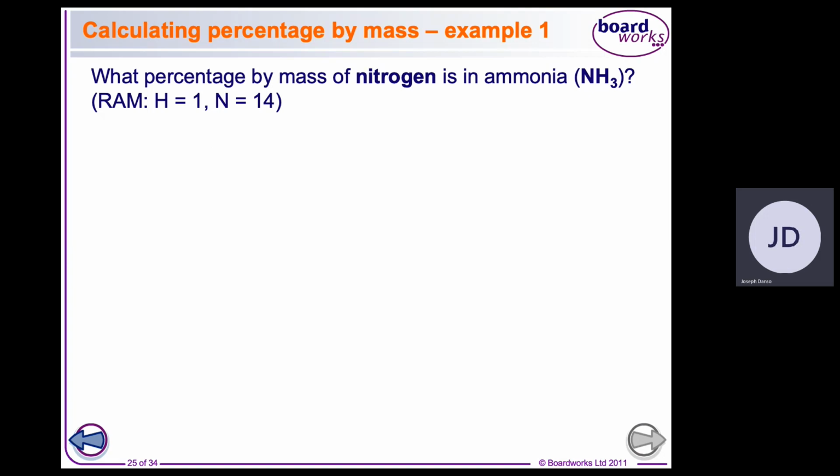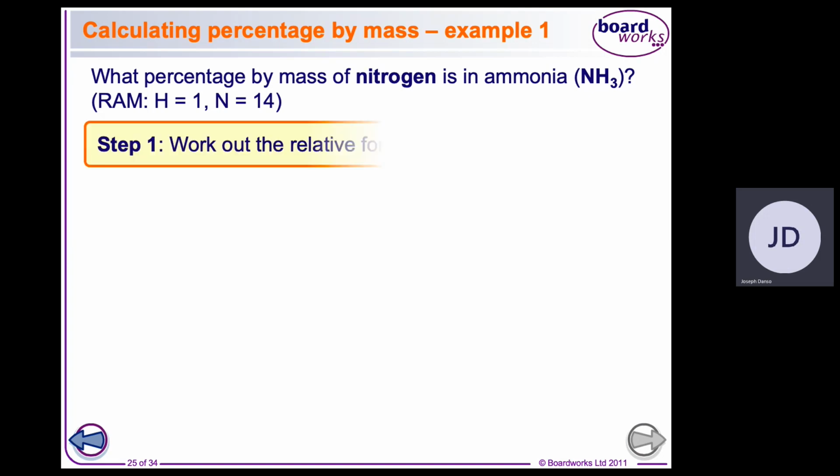So let's have a look at this example here. What percentage by mass of nitrogen is in ammonia? Now, you will always be given the RAM, the relative atomic mass. So you can use that to do your calculation and find the percentage by mass of the individual elements in a compound. So let's have a look.